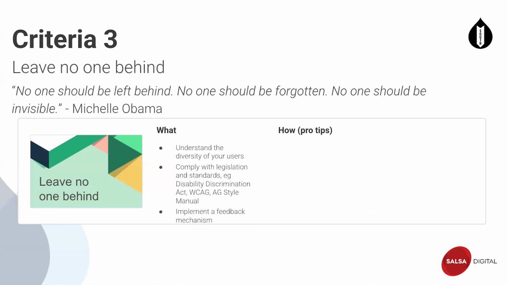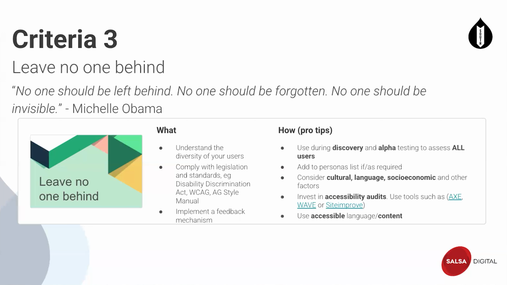Criteria number 3, leave no one behind. So from the standard, you'll see understand the diversity of users, understand relevant legislations and standards. Again, common sense type things. In terms of how, things that I've seen be particularly effective, use discovery and alpha phases to try to further discover personas. Continually ask, who have we missed?